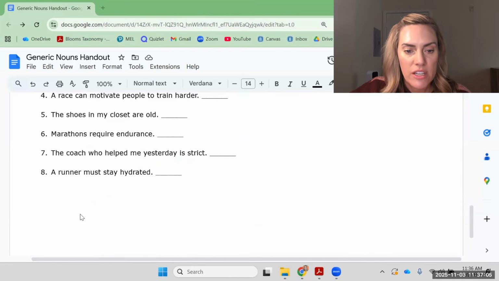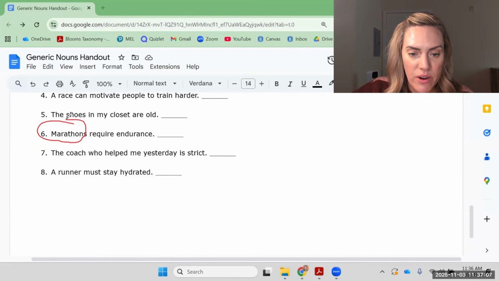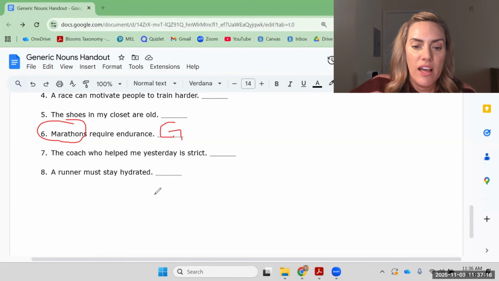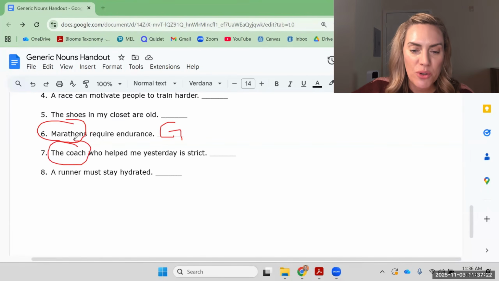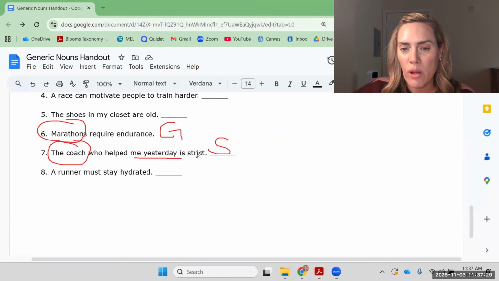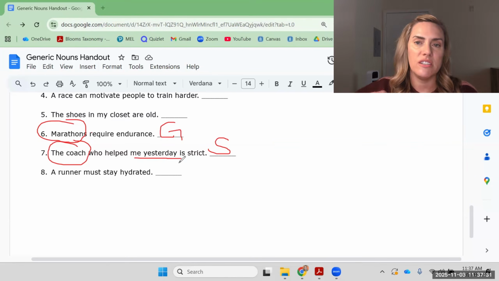All right, let's look at the next ones down here. We have a few more. So number 6, marathons require endurance. Marathons, which one am I talking about? Not one in particular. I'm speaking about the whole group, so it's generic. This is good. The coach, not the couch. The coach who helped me yesterday is strict. This is specific. We're talking about a specific person who helped me yesterday. That's a specific time. This is not general.